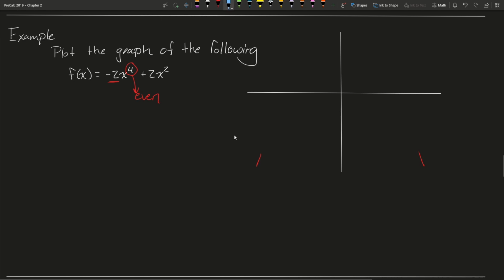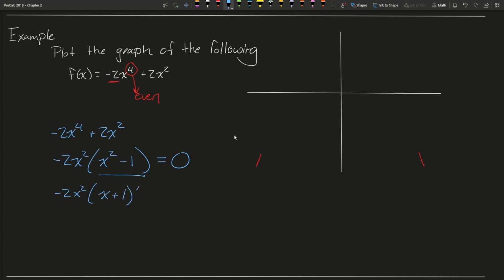So in order to find those, we can factor a little bit. So the greatest common factor between negative 2x to the fourth and 2x squared, we can pull out negative 2x squared. If we do that, we are left with x squared minus 1. If we set that equal to 0, we're on our way to finding the x-intercepts. This x squared minus 1 can actually be factored a little bit more into x plus 1 times x minus 1.